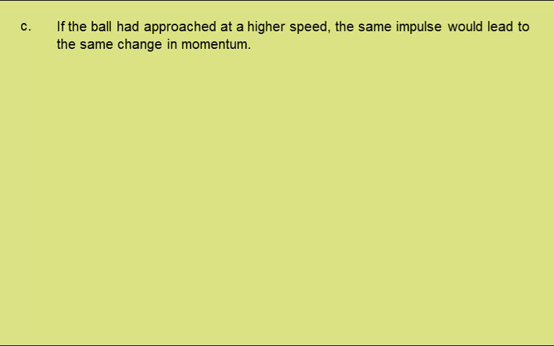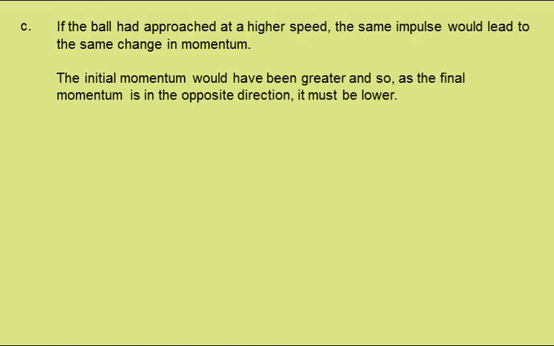In C, we need to discuss the consequences if the ball had approached the boot at a higher speed but still received the same impulse. Well, if the ball had approached at a higher speed, the same impulse would lead to the same change in momentum. The initial momentum would have been greater, so as the final momentum is in the opposite direction, it must be lower. Therefore, the final speed of the ball would be lower.